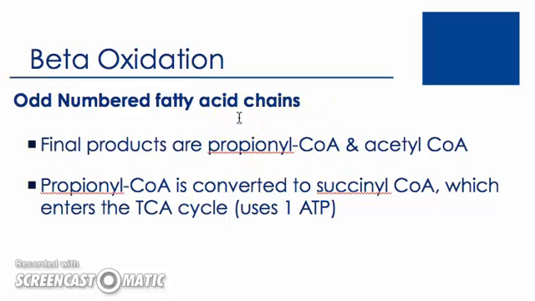Propionyl-CoA is a unique fatty acid derivative in that it is glucogenic, meaning that it can be converted to glucose through the process of gluconeogenesis. This again is in contrast to acetyl-CoA, which is not glucogenic. The propionyl-CoA can also be oxidized in the Krebs cycle by being converted to succinyl-CoA. And this process of the conversion of propionyl-CoA to succinyl-CoA utilizes 1 ATP.